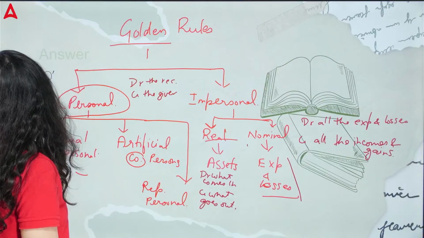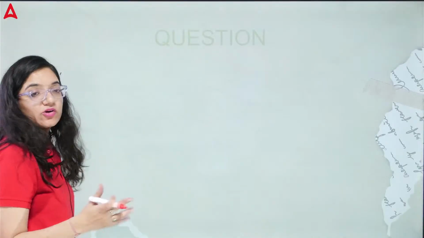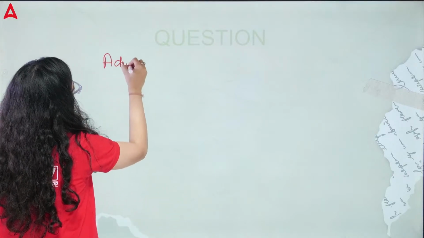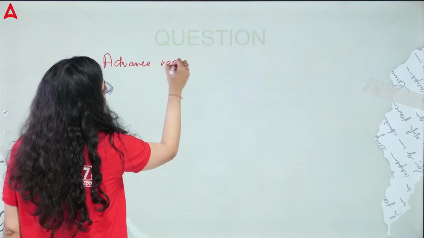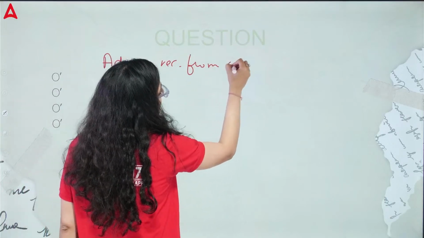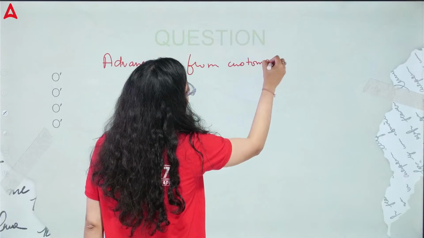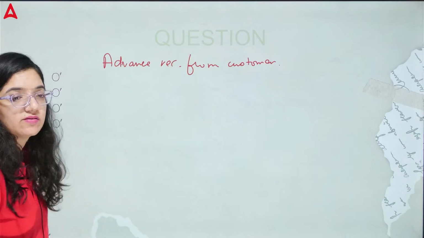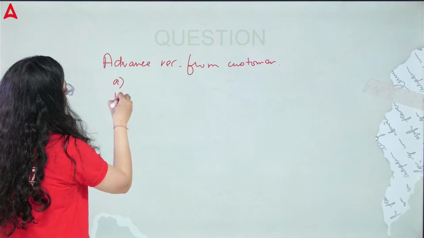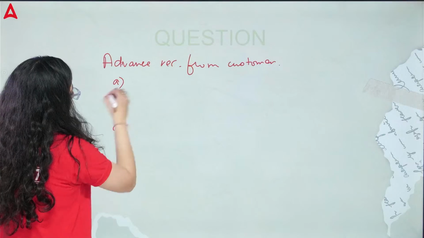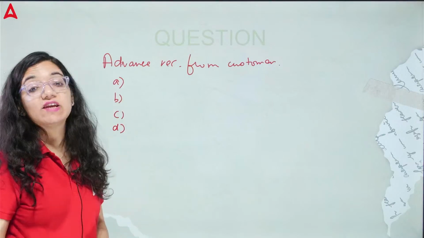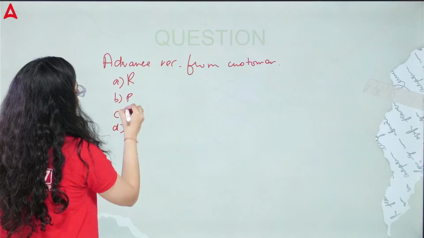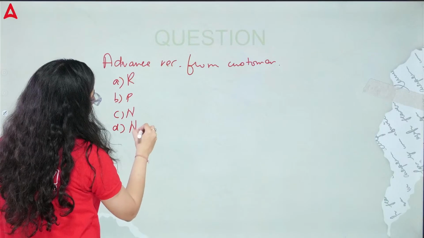Based upon this, let me put up a question there. If in the question they are asking you advances received from customer, where will you put it? I have received some advances from customer. When we're talking about advances received from customer, it is basically real, personal, nominal or none.